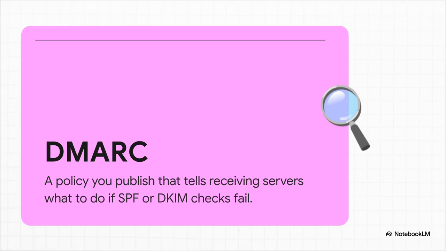Now, what's cool about DMARC is it doesn't do any of the checking itself. It actually stands on the shoulders of SPF and DKIM. It's a policy that you publish, and it gives crystal clear instructions to receiving mail servers. You're basically saying, hey, if an email comes in claiming to be from me, but it fails either the guest list check or the seal check, here is exactly what I want you to do about it.